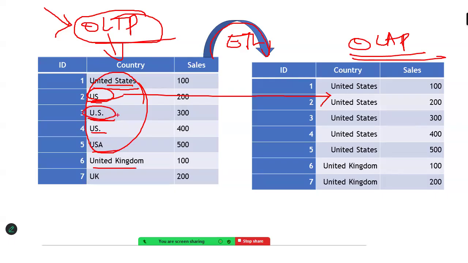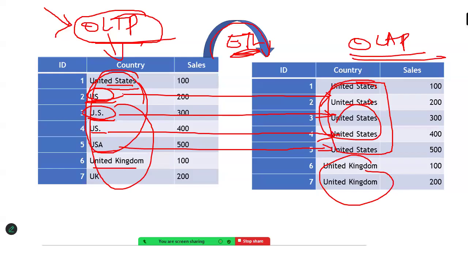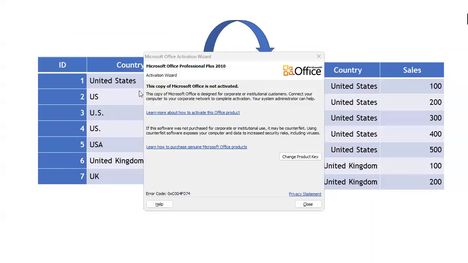You converted U.S. to United States, US dot to United States, USA to United States. Everywhere you have a single format. That is nothing but structured. Where will you convert US to United States? Using ETL. That is nothing but one transformation. Converting US to United States is nothing but one transformation. So now we understand unstructured means data is in different formats. Structured means data is in the same format. Let's see what is the problem with unstructured data.